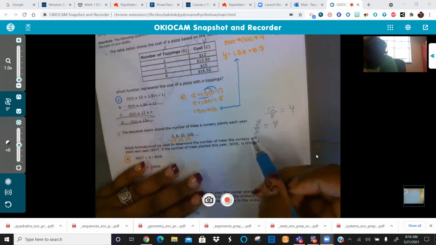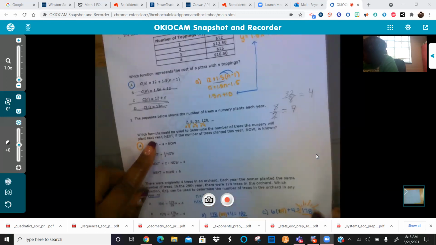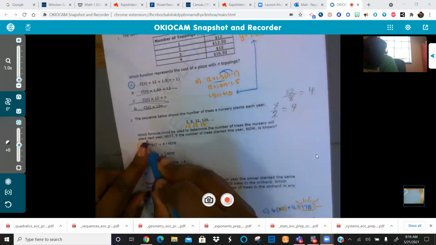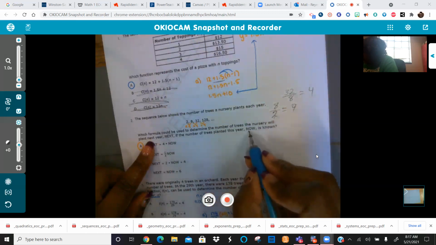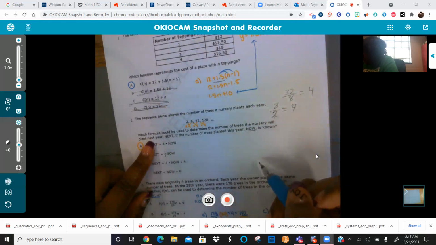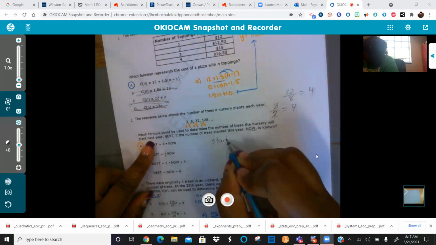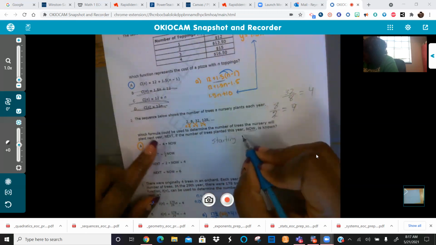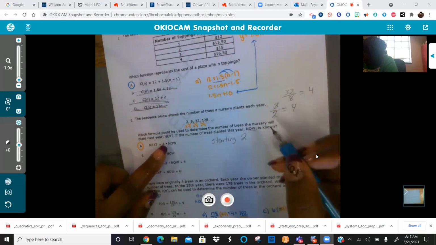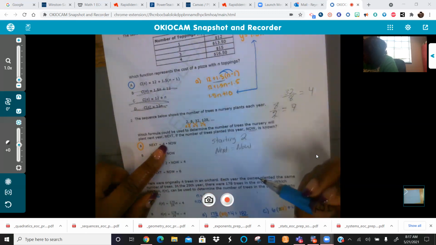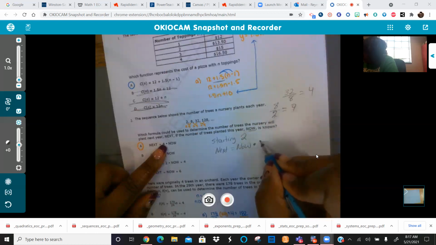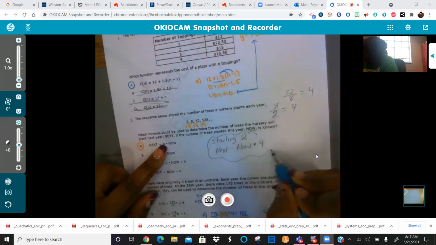So here it says, which formula could be used to determine the number of trees the nursery will plant next year, if the number of trees planted this year, your now, is known. Okay, so this is a next-now equation. We talked about this before. Your first number is starting at 2. And then your next is equal to whatever your now is. Your current now is 2. And what are you doing every single time you get to the next number? You're multiplying by 4. So this is your next-now equation.